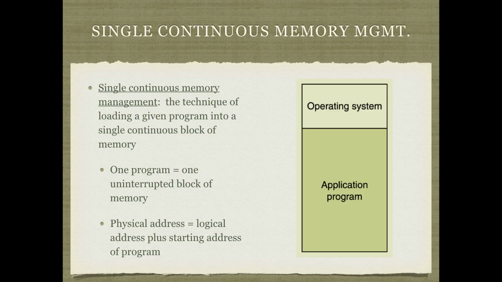So if your program starts at address 25 and your logical address is 4, then you simply add 25 and 4 to get your physical address, which would be 29. So it's very, very simple to represent in an operating system. There are a couple pros and cons to this arrangement. The first is obviously its simplicity. There are no strings attached, there's no hidden little gotchas. It's very simple, very straightforward.